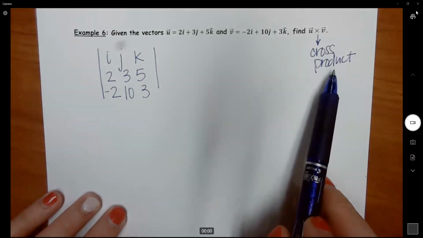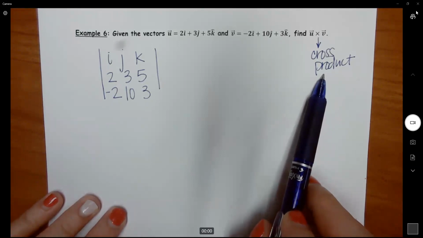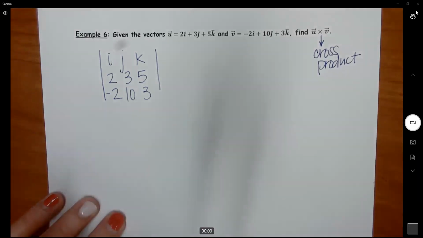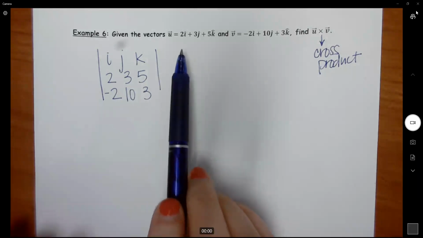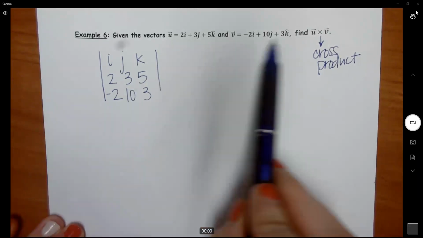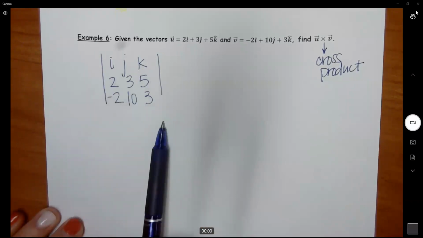to be introduced to something called the cross product of 2 vectors. And then in Calc 2, for sure, you're going to be using this to actually solve problems. Okay, you're going to need it. So you're going to be introduced to this in trig and then use it and apply it when you get to Calc 2. So it says, given the 2 vectors, we have vector u and vector v, find the cross product. Here's how it is set up in trig.